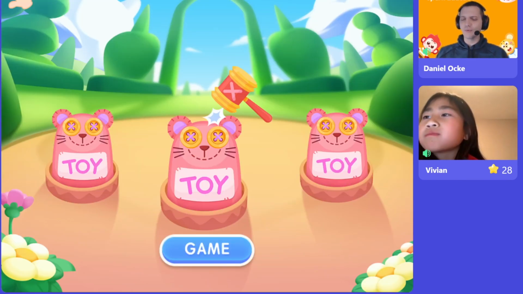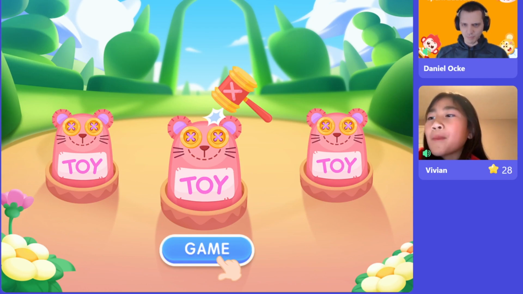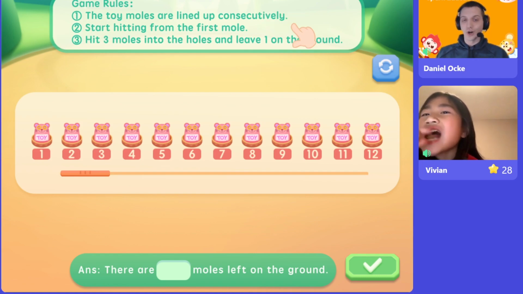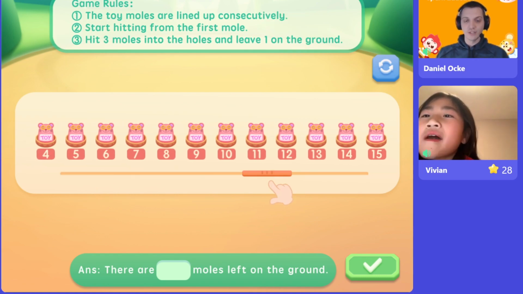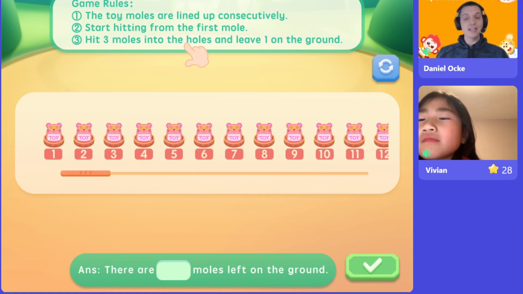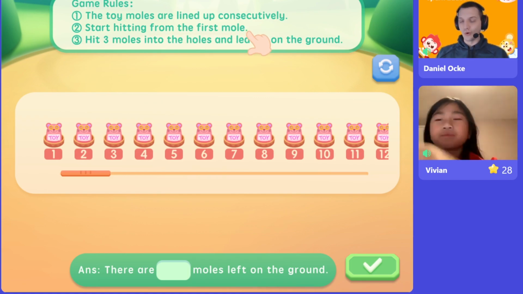And it looks like we have a quick game to play here. Okay, so your game rules are this. The toy moles are lined up consecutively. As you see here, we have moles 1 through 16. It says start hitting from the first mole. What you're going to do is hit 3 moles into the holes and then leave 1 on the ground.